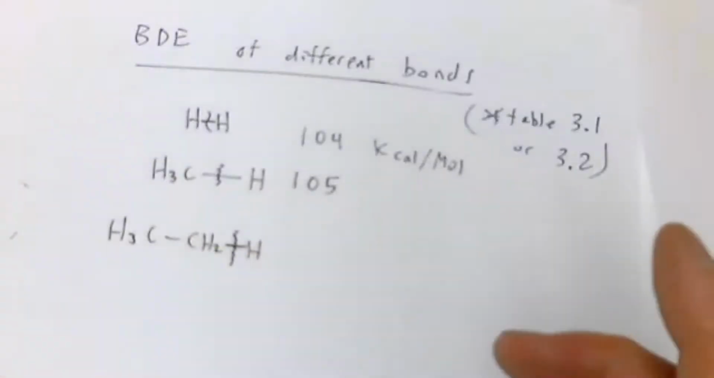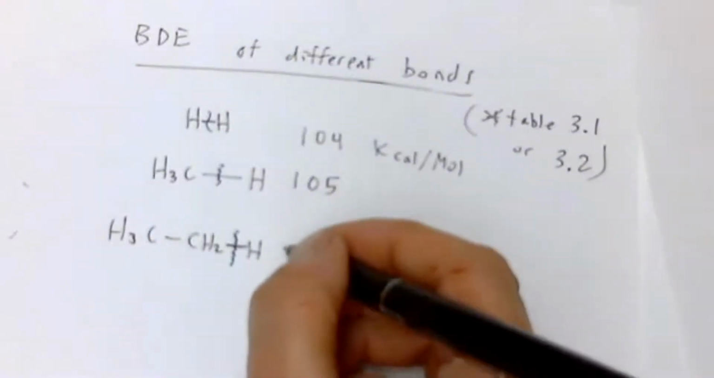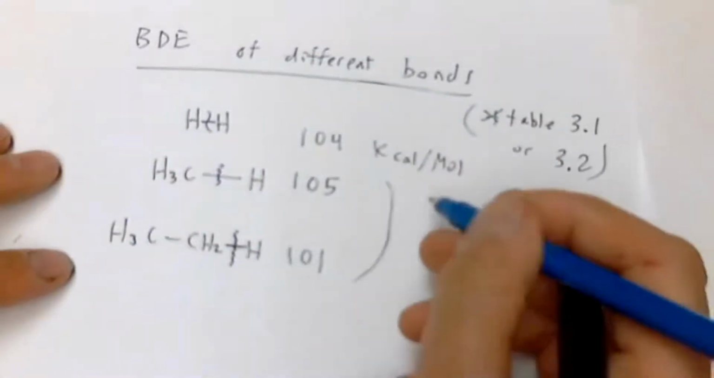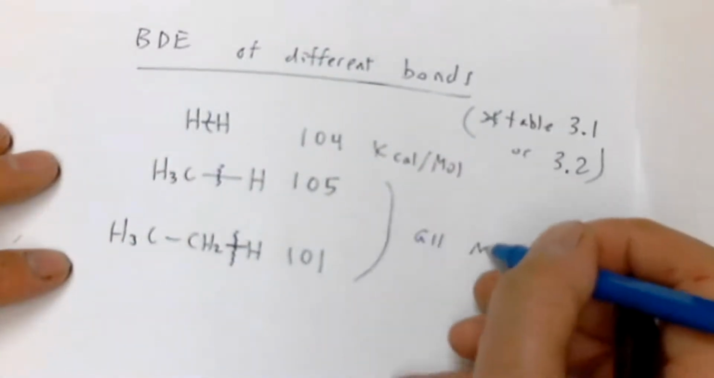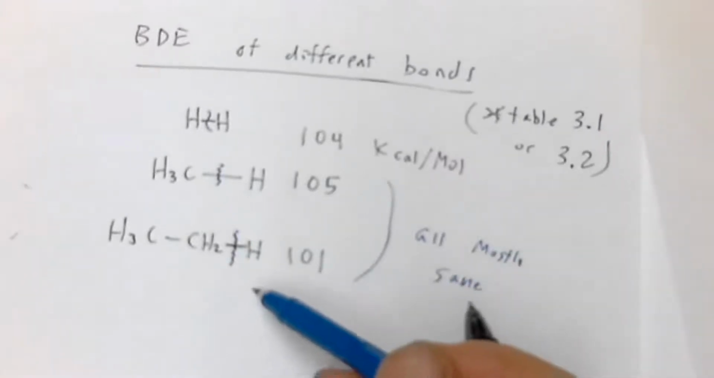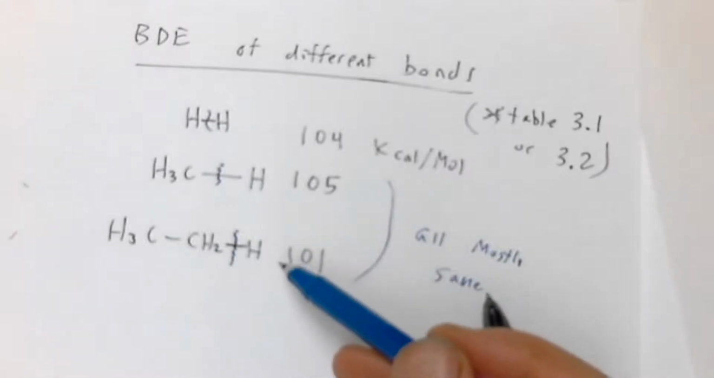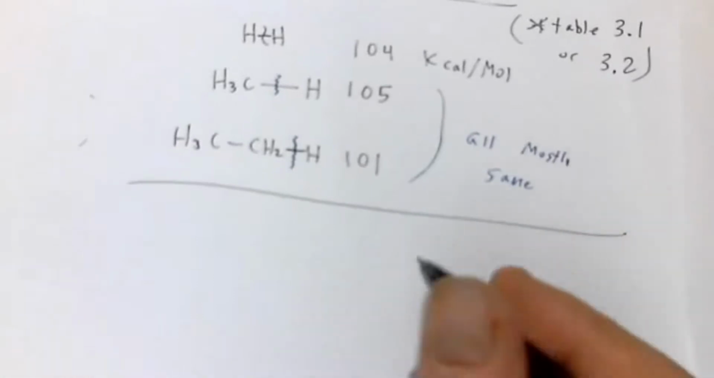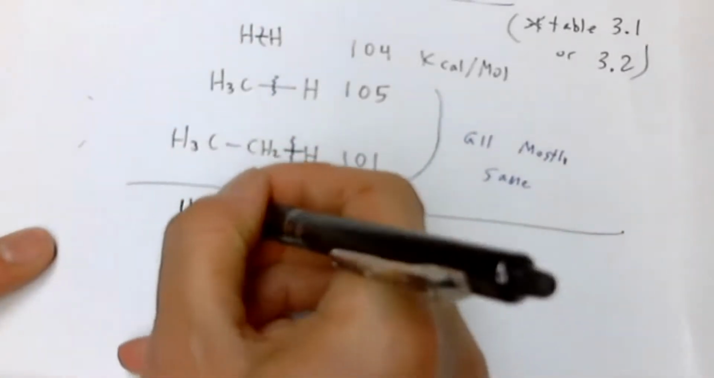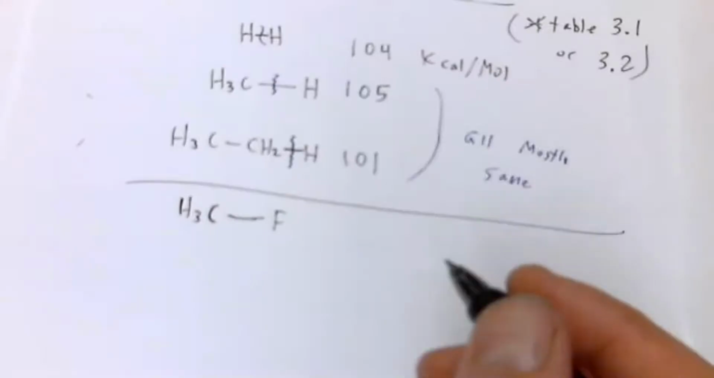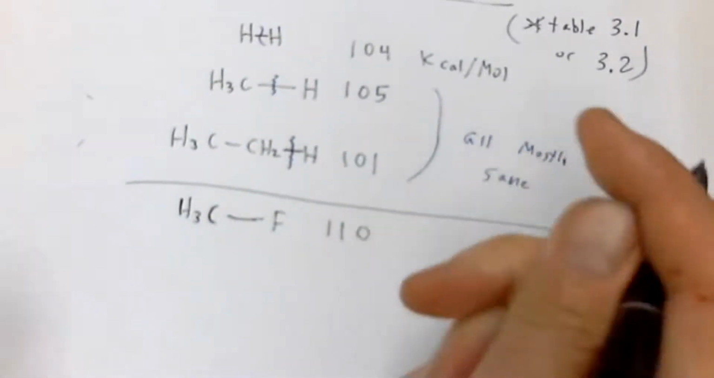And what about that bond? It's 101. So they're all roughly in the same ballpark, mostly the same. It's a little less energy to cleave that bond, but that's not that big of a deal right now. Let's just keep going with this. What about fluoromethane, H3C-F? H3C-F is about 110 for that bond.